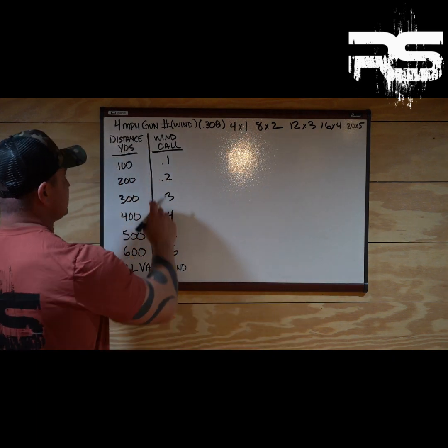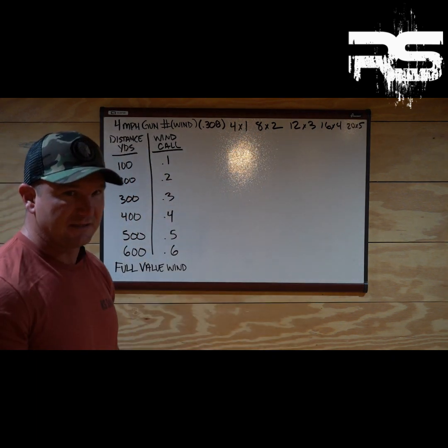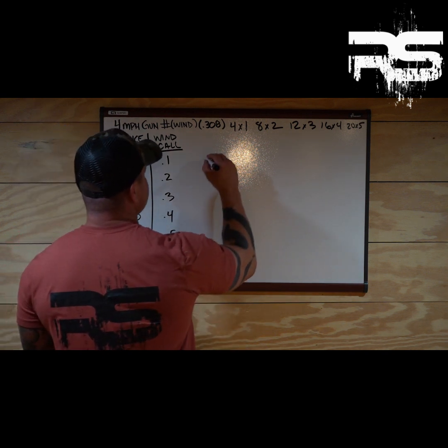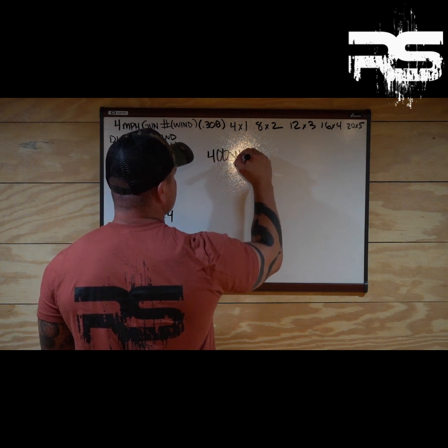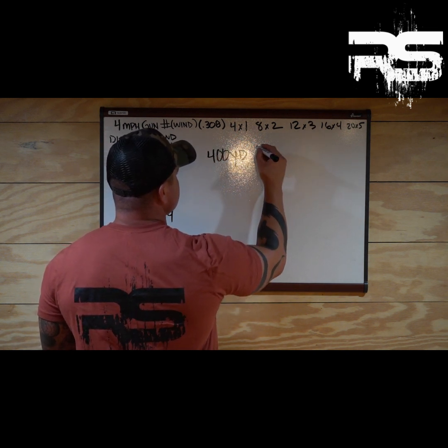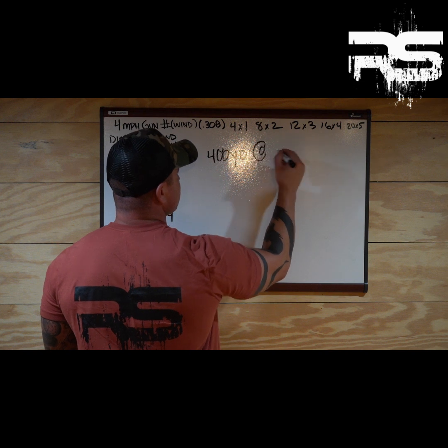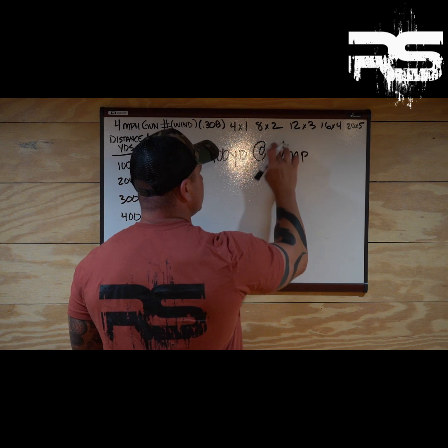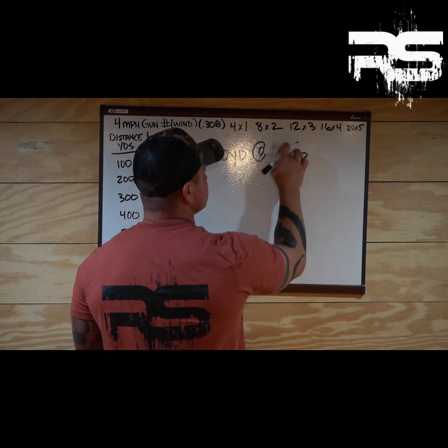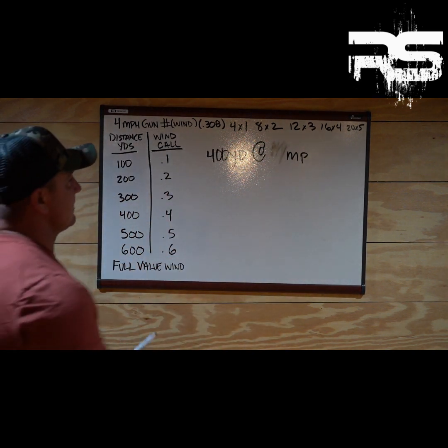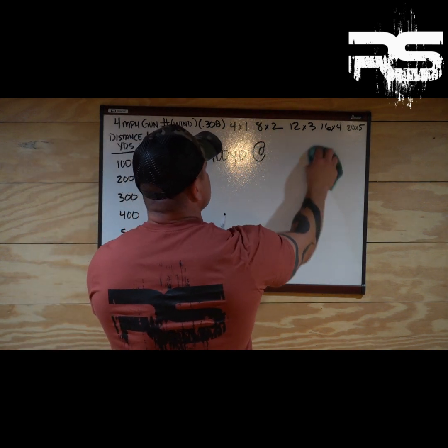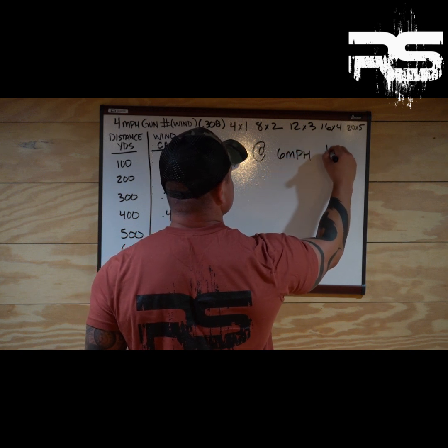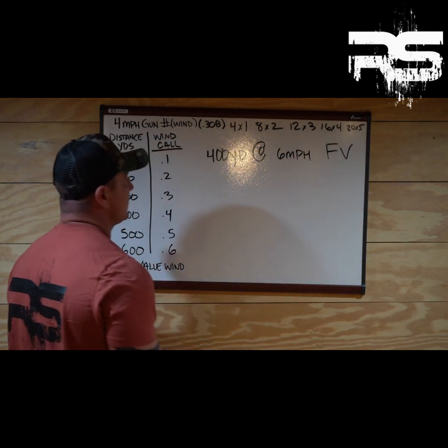Now, let's change the wind speed to a number that's not working in our brackets. So let's say we had a 400 yard target at 7 mile an hour. Let's go with 6 mile an hour. That'll make more sense. Oops, sorry, the board's not working the way I want it to right now. At 6 mile an hour, again, full value.